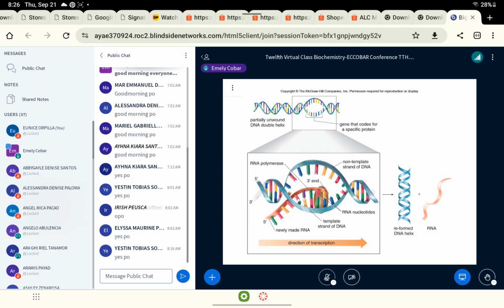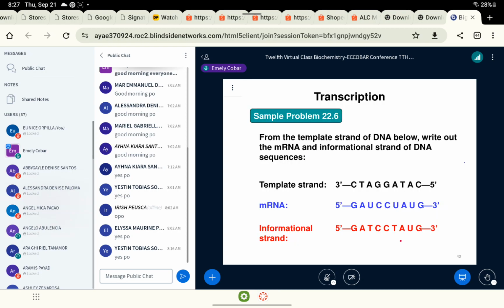Then, the DNA will reform. Okay? The DNA double helix reforms. So, once this is created, lalabas na yan doon sa nucleus. Of course, there are modifications which you will also see in the video. So, please watch the video para makita nyo yung ganda ng how these things happen. Okay? So, next.